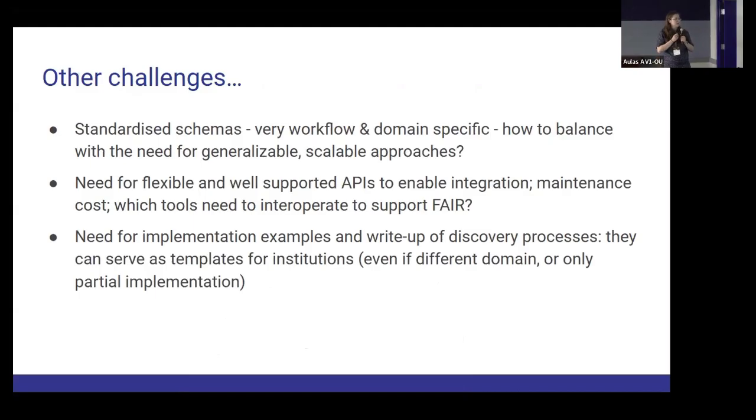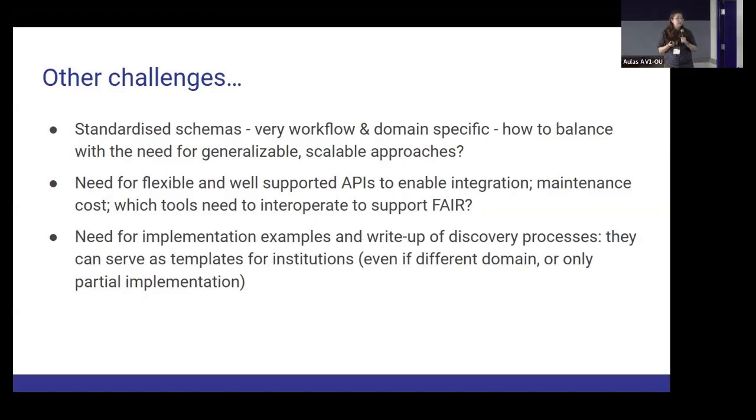And various other things that we've already mentioned. Standardized schemas can be very complicated based on domain, and if you're dealing with so many steps in a research process, each tool might have a different focus and might naturally want to capture different information.